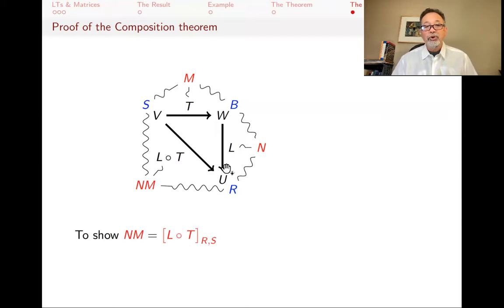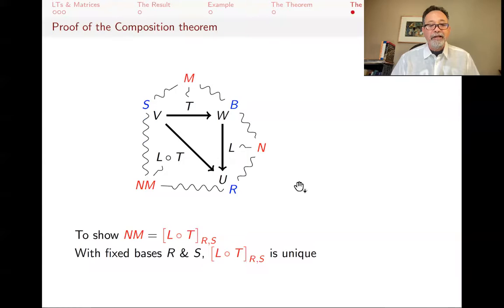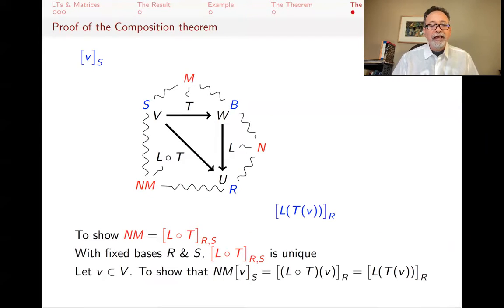And how am I going to show that? I'm going to show that by showing you that NM does the job. And as we said, the matrix of a linear transformation is unique. So if you find a matrix that does the job, then that is the right matrix. And so what does doing the right job mean? So again, I'm saying that this thing is unique. And so this is what I'm going to do.